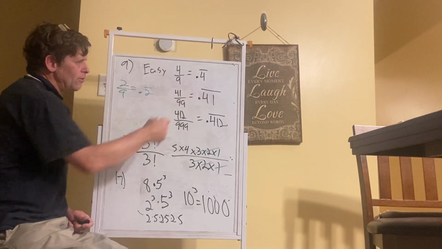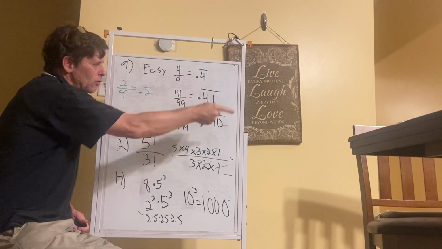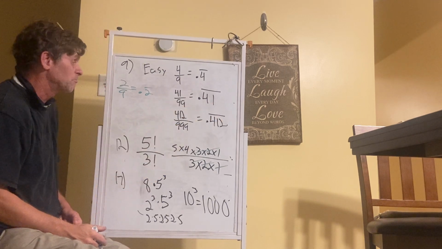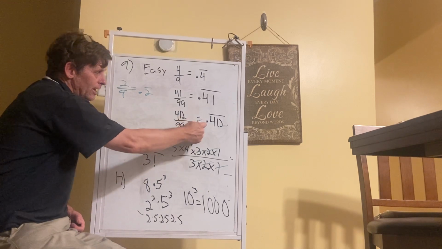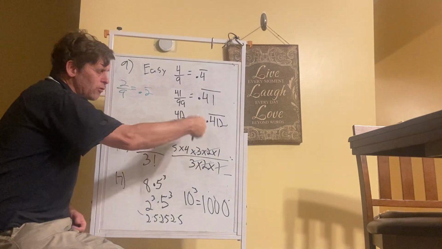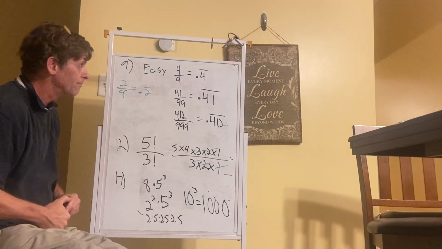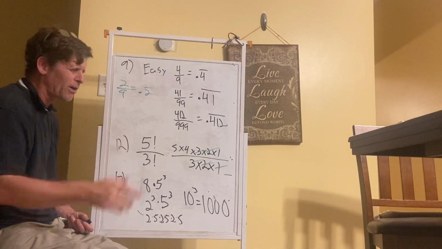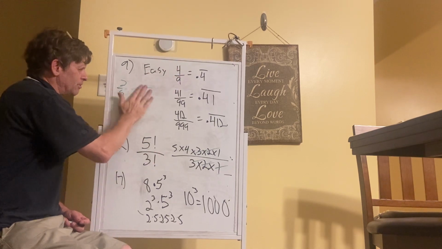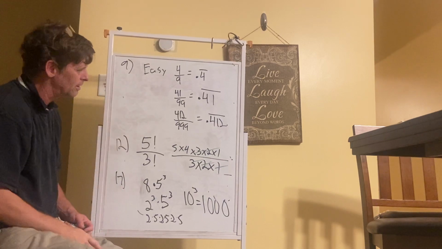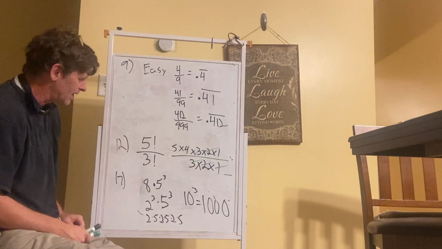So 41 over 99 is 0.4141414141. Okay? 412 over 999 is 0.412412. Just fun fact. I don't know if you guys already knew that, but now there's more to the problem. I think it says something about adding these two numbers or subtracting them or multiplying them or something like that. So, fact that you know.